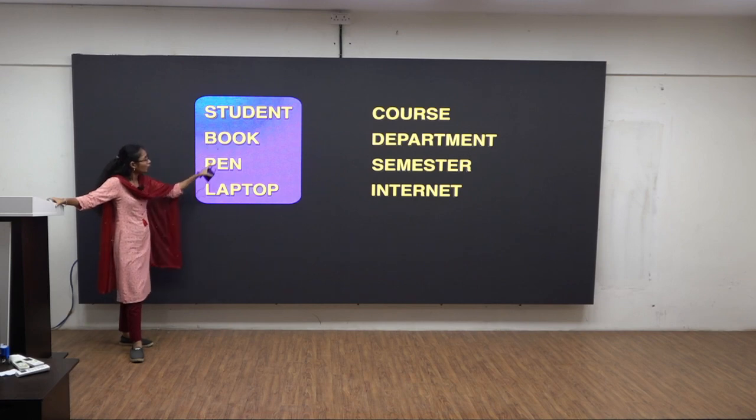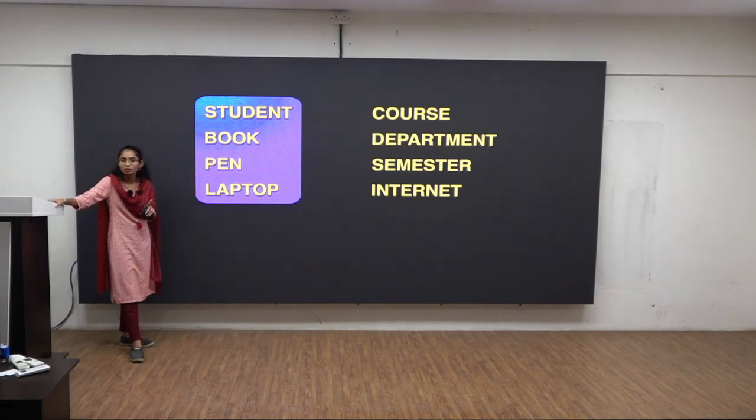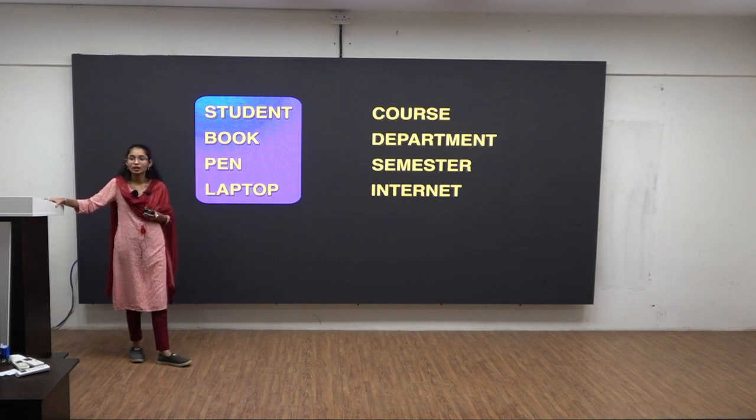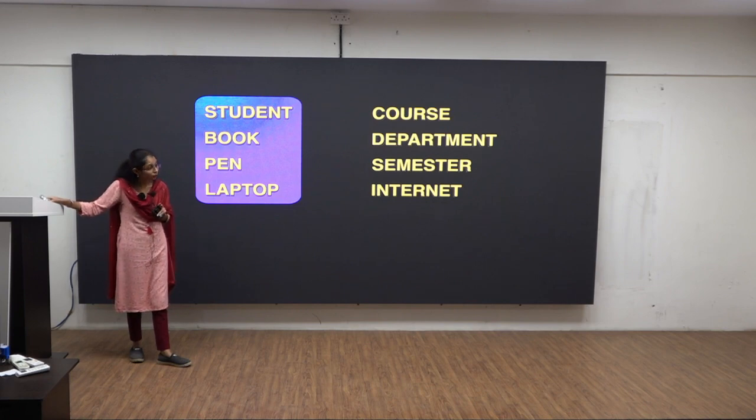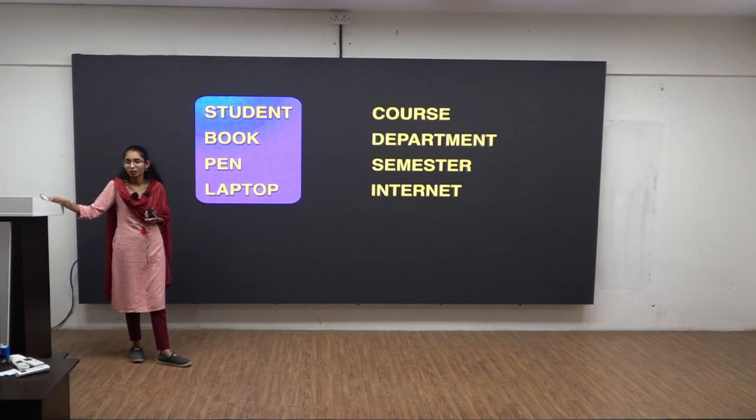Student is one entity, book, pen, laptop, everything exists in the real world. Your courses exist in the real world. Your department, in which you would have done your engineering, can be computer science, civil, mechanical, anything. Department exists in the real world. Internet also exists in the real world.